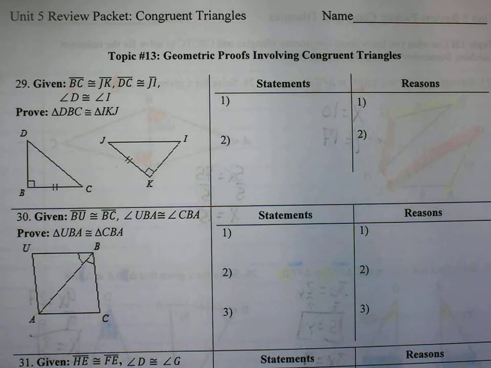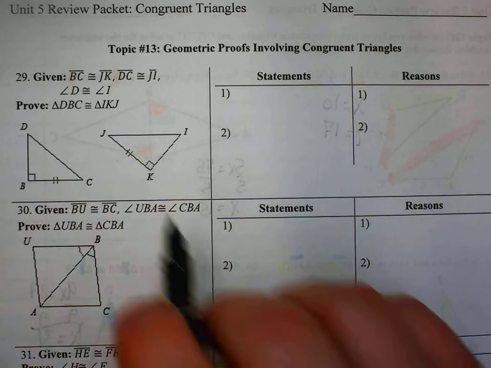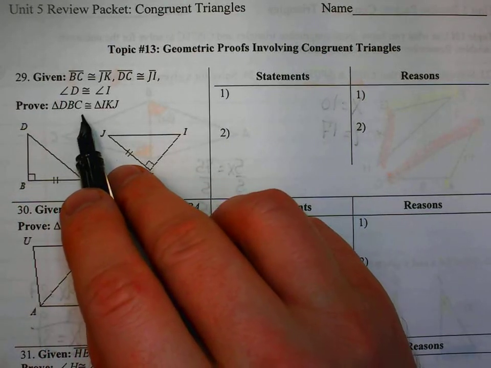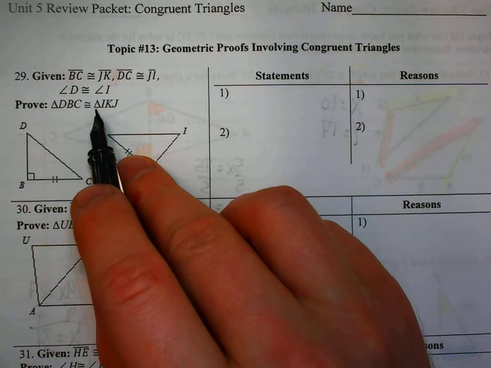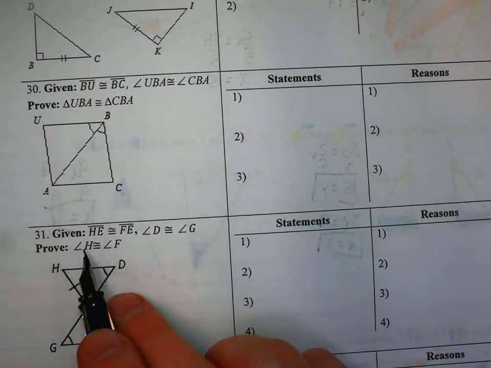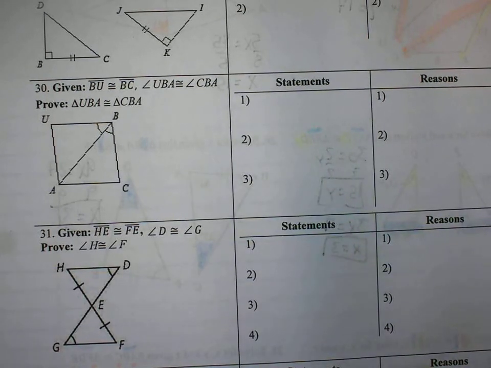You can always tell if it's a regular triangle congruence proof or a CPCTC proof based on what it's asking you to prove. If this step is asking you to show triangles are congruent, it's just a regular triangle congruence proof. If it's asking you to show parts are congruent, like angle H is congruent to angle F, then you know it has to be a CPCTC proof.